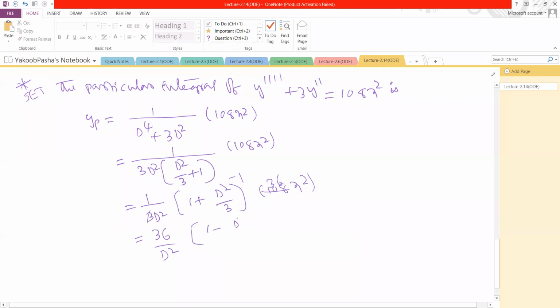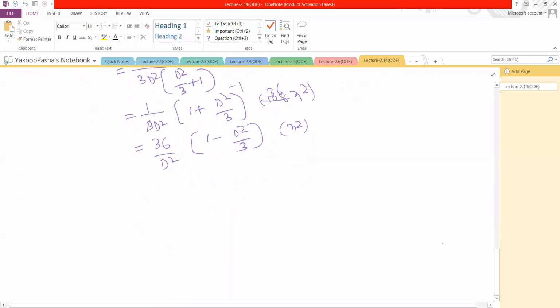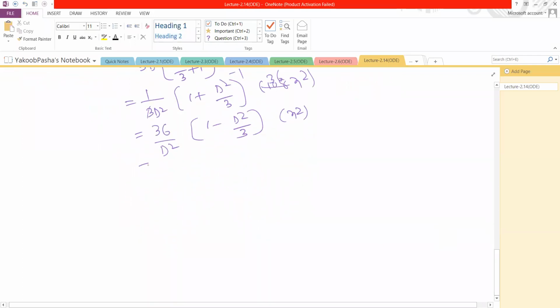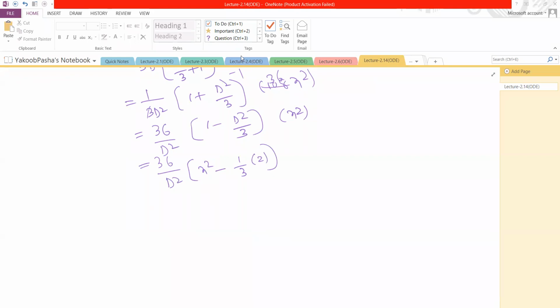That is 1 minus D square by 3. Here we have x square term only. Now multiply with x square, that is equal to 36 by D square. Here first term x square minus 1 by 3 D square means 2 times differentiation of x square. One time differentiation is 2x. Again differentiating, we will get 2. So this is equal to 36 divided by, here we have D square.